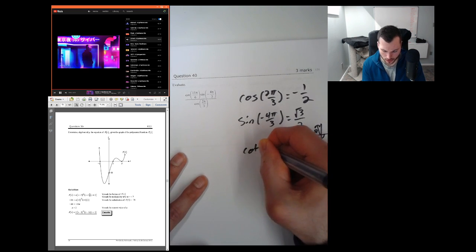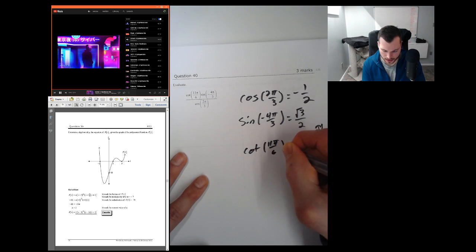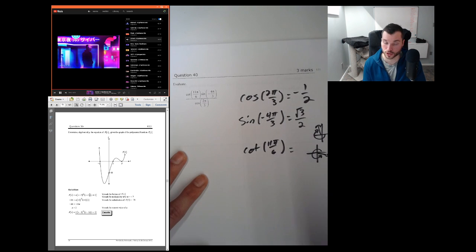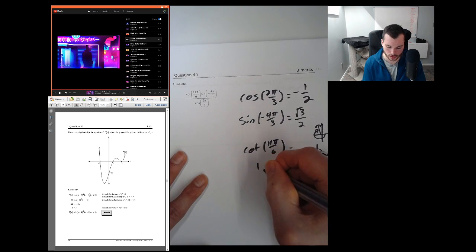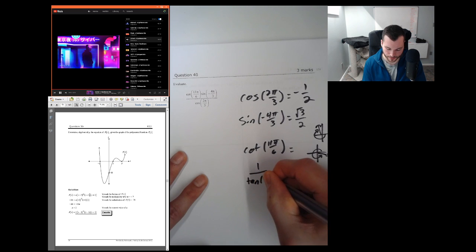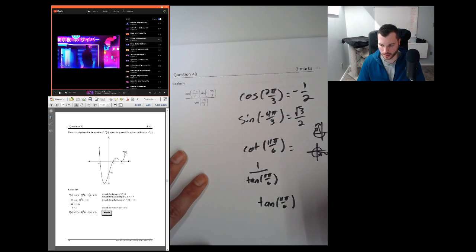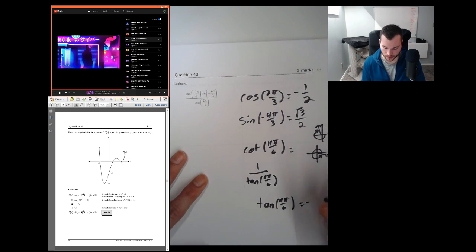Now we got our last one. Cotangent of 11 pi by 6. We're doing cotangent, which is 1 over tan, right? So 1 over tan of 11 pi by 6. Okay, so now the question becomes, what is tan of 11 pi by 6? We're in the pi by 6 family, so we're in the root 3 over 3 category, and we're in the fourth quadrant. This is negative root 3 over 3. If we do 1 over that, though, this is going to be negative 3 over root 3.